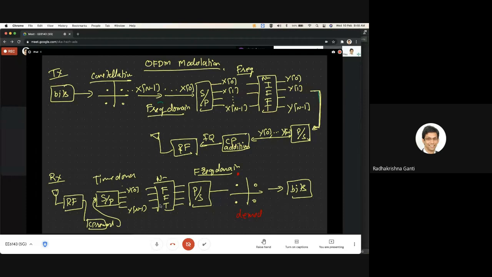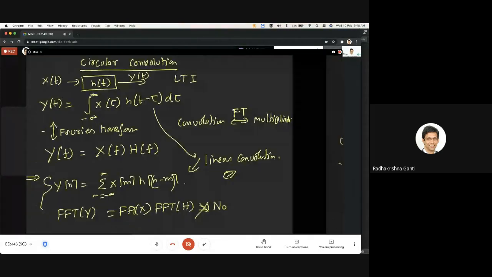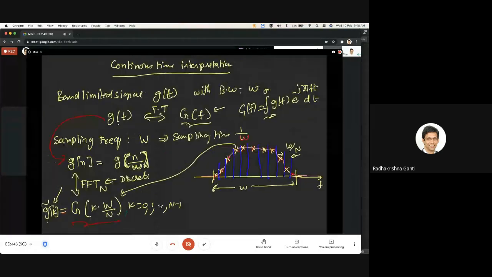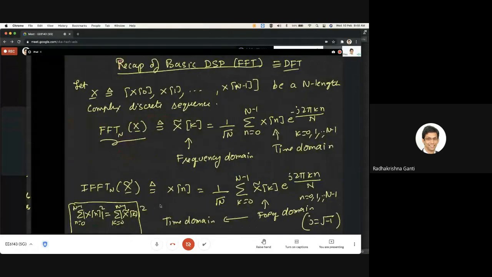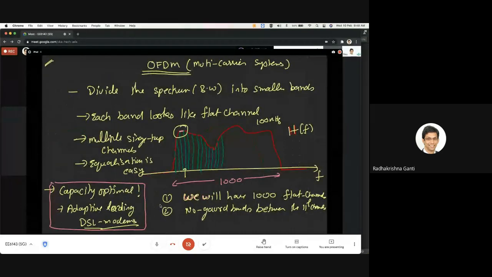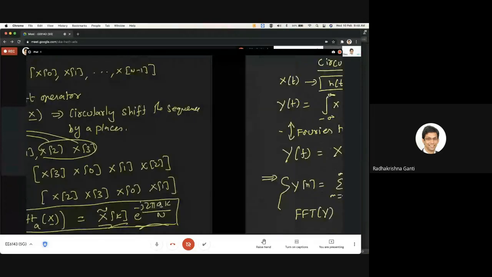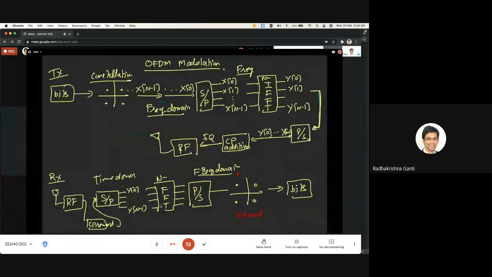If you look at this picture, I said that you are going to divide your bandwidth into small parts, and each acts as a single carrier, single tap channel. What I'm going to do is instead of doing this in the time domain, I'm going to modulate the data in the frequency domain using IFFT. I'm going to do this in the next class in detail. I just introduced what IFFT is.